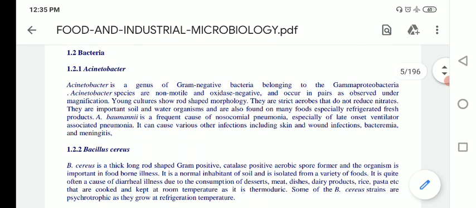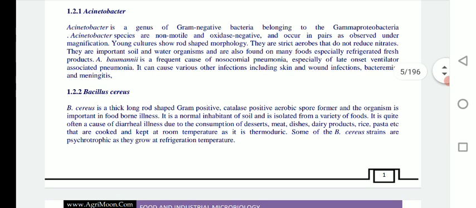So this is the first group of bacteria that is present in food, and this is Acinetobacter. And next it is Bacillus cereus. Bacillus cereus is a thick, long, rod-shaped gram-positive, catalase-positive aerobic spore former, and the organism is important in foodborne illness. It is normally present in soil and is isolated from various foods also.